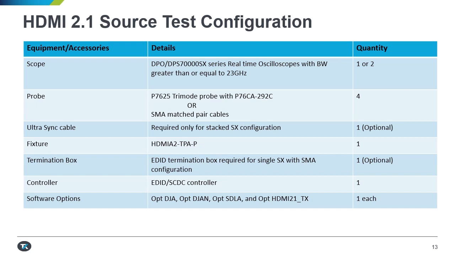A new HDMI 2.1 TPA plug test fixture is recommended. These test fixtures are from Wilder. One EDID SCDC controller is used for pattern control. Software options are needed such as option DJA, option DJAN, option SDLA, and option HDMI 2.1 transmitter solution. So TekExpress compliance software gives accurate FRL source measurement using precise measurement techniques.